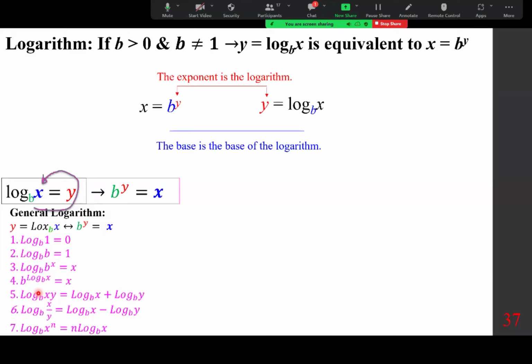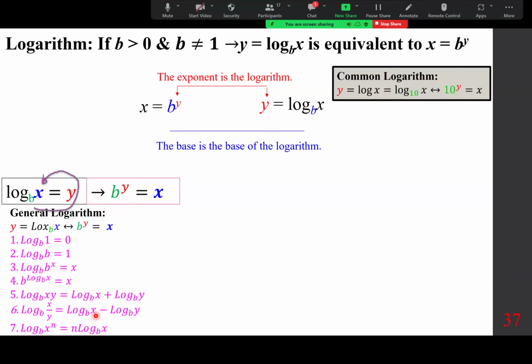All of them same base b. Log x over y is log x minus log y. All of them base b. And log of x to the power of n is n log x. Both sides have the same base. We've gone through that before, and you should be very comfortable with logarithmic properties.